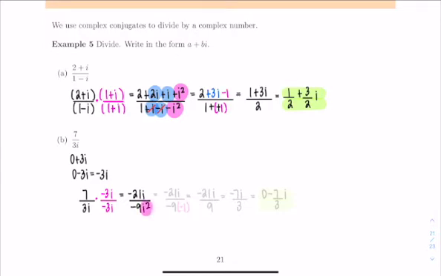Again, we have our i squared that we need to fix. So negative 21i on the top, and in the bottom, we have negative 9 times negative 1. So this gives me negative 21i over positive 9.